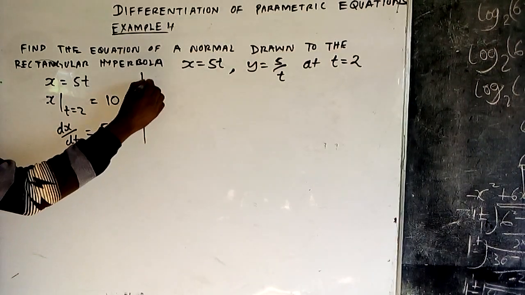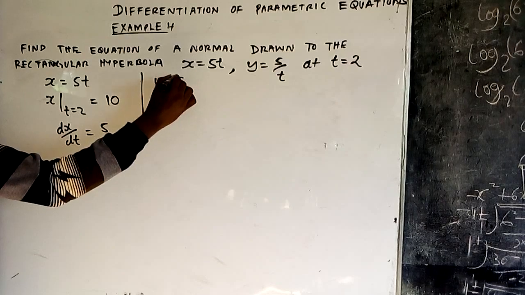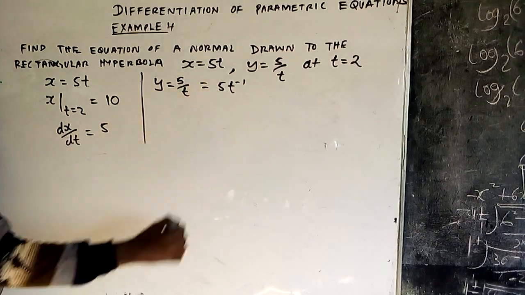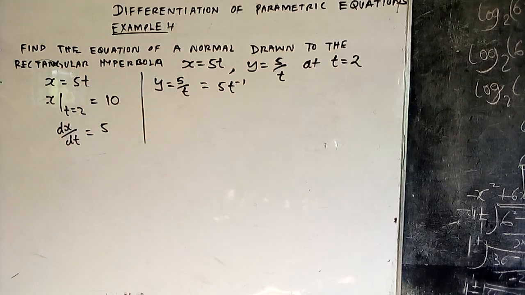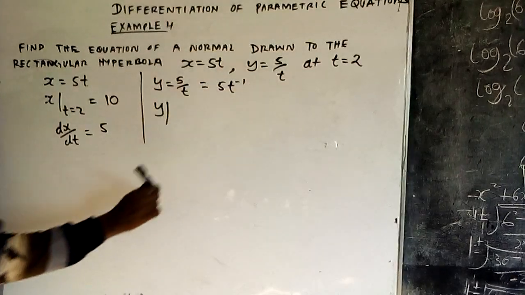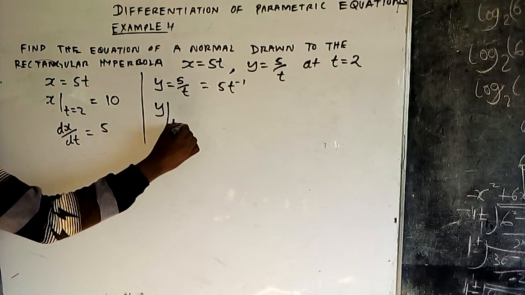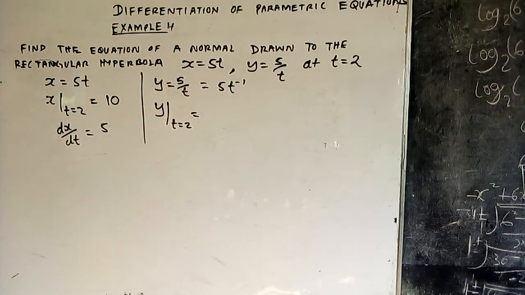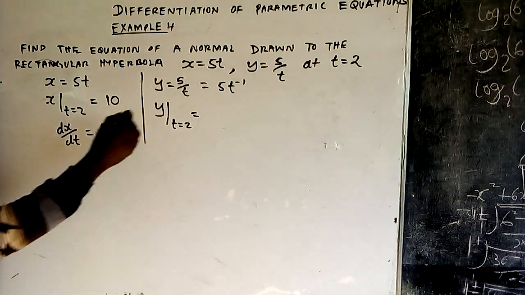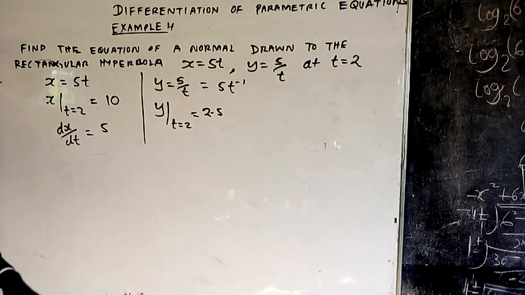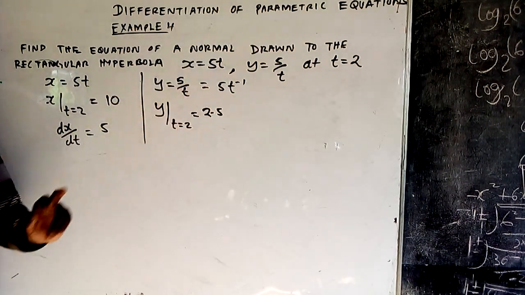The other side will be given y = 5 over t. And you know 5 over t is the same as 5 times t raised to negative 1. Means it is in the numerator, isn't it? Are we together? So we want y at a point when t is 2. So what is y when t is 2? That is 5 over 2, isn't it? You get 2.5, isn't it? And you can see very well y is a function of t.